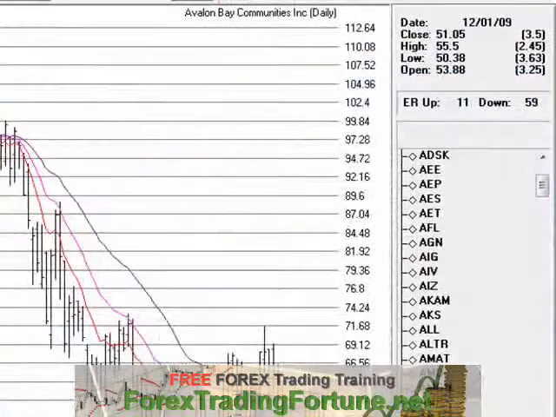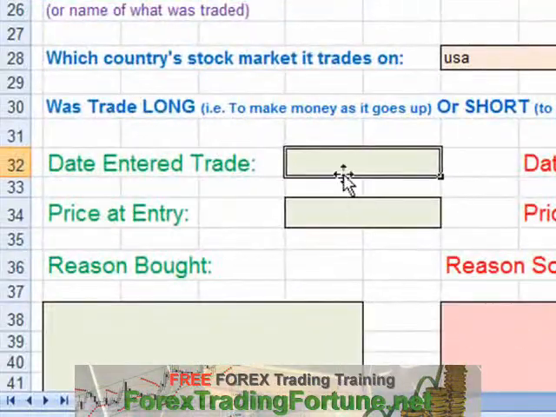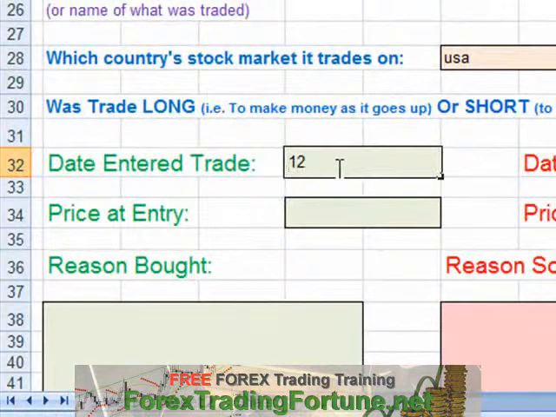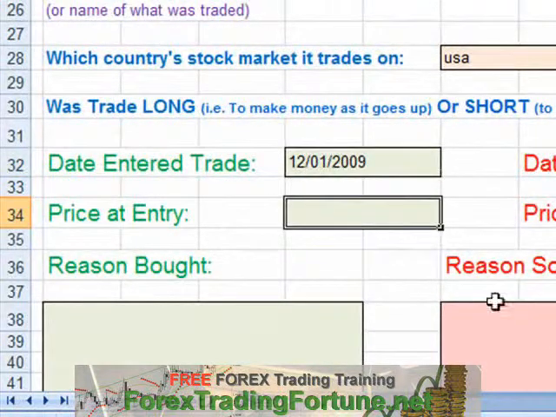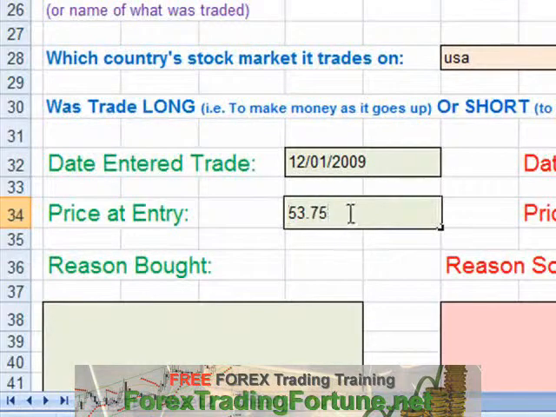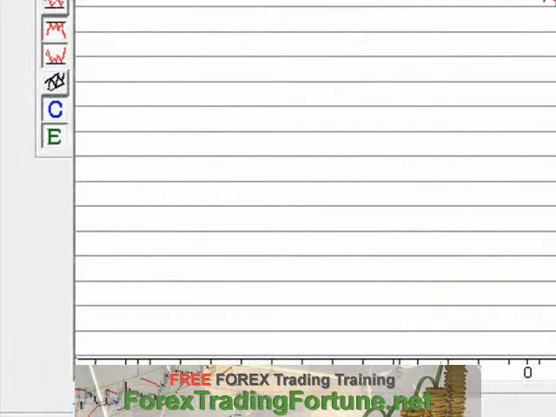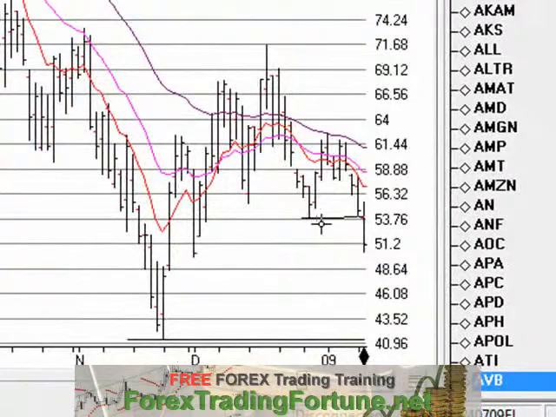Okay, and the ticker symbol was AVB. AVB. Market, again, let's just put USA. And it's a short trade we're doing. The date we entered the trade is up here, 12/01. So 12th of Jan 09.